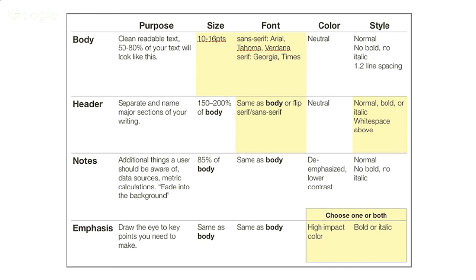And it's also important to discuss how to draw emphasis to key points. So you might want to draw out specific numbers, or you might want to highlight how people can interact with the visualizations through text as well. So the text should be the same font as the body, same size, but you could choose to use a bold font or use a high impact color instead.